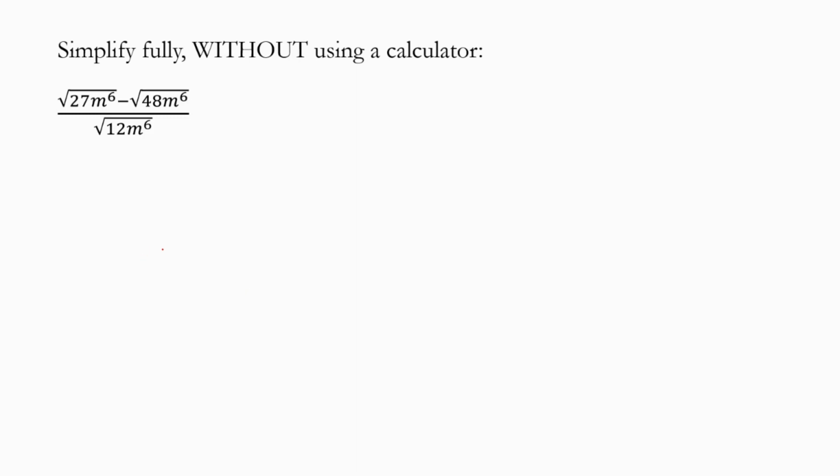Right, we have to simplify these sets. So we have to write 27, 48, and 12 as a product of their prime factors. Let me just show you how to use the calculator to do this.